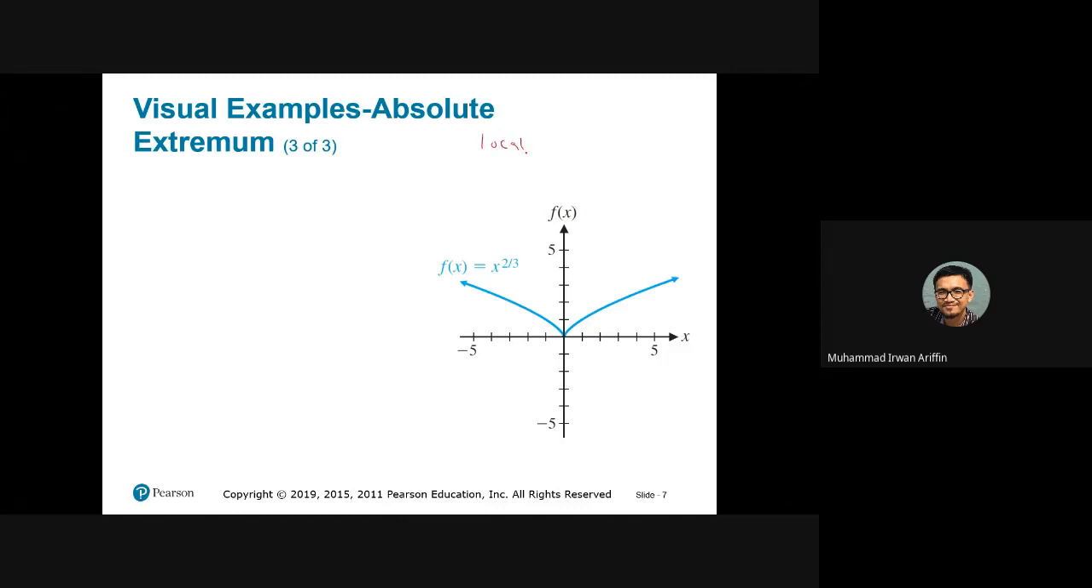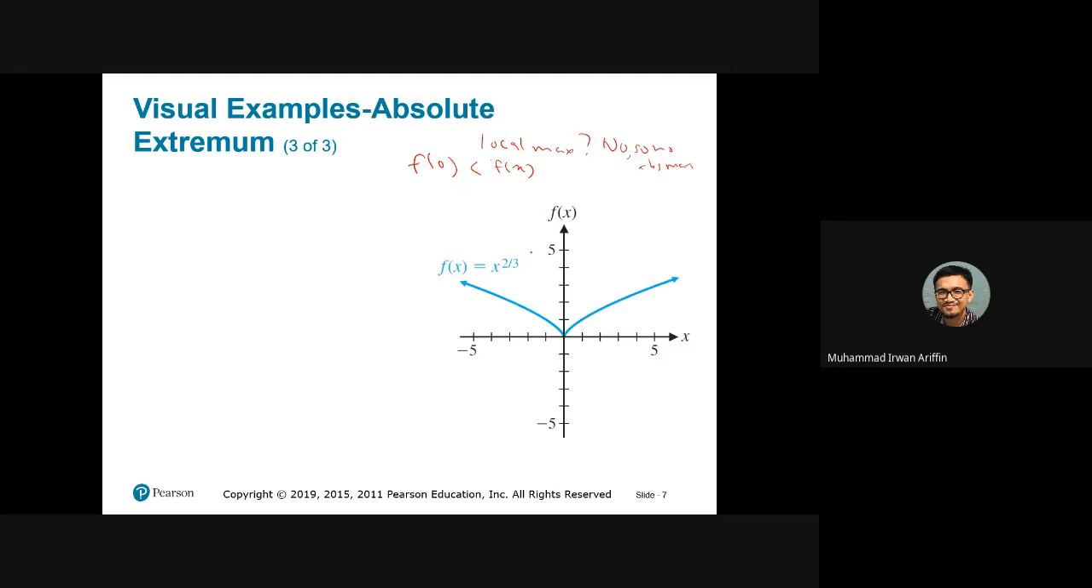Local max? No. What about, so when we don't have a local max, surely we don't have an absolute max. Isn't it? I mean, if we don't even have a local maximum, how can we have an absolute maximum? What about minimum? Is there a local minimum? Yes, right? This is the lowest. When x equals 0, f of 0 seems to be lower than all other x's.